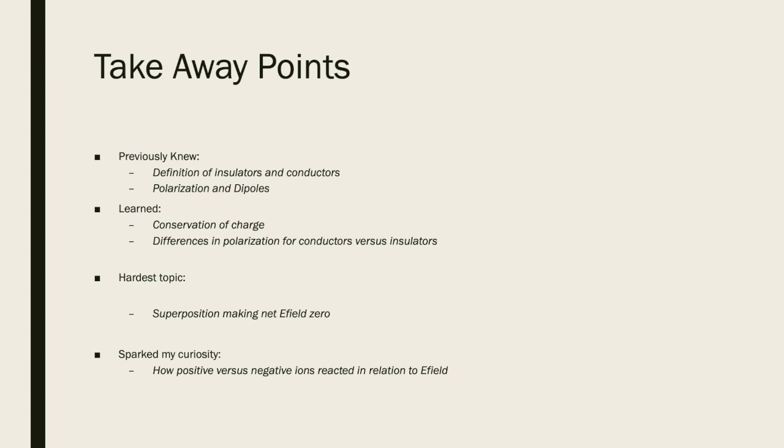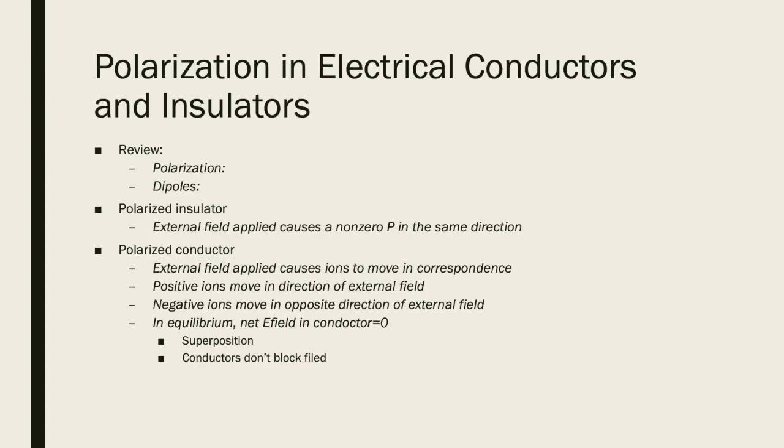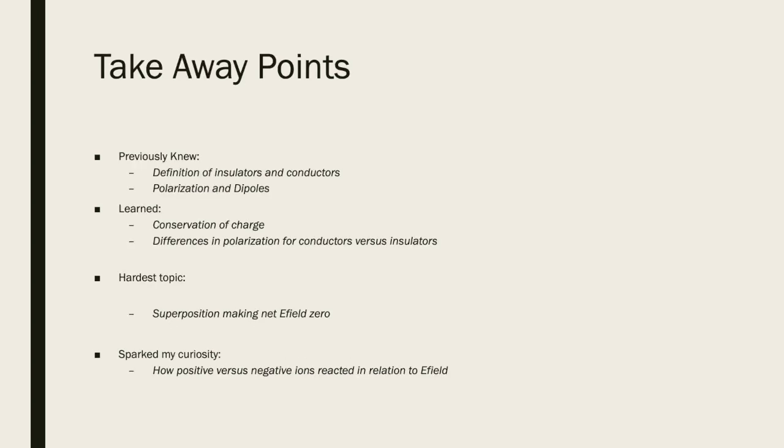Lastly, the video touches on how in equilibrium, the net E field in a conductor will equal 0, but this is only if it is in equilibrium. This is due to superposition and the fact that conductors don't block the field. The 3rd lecture video gave more examples dealing with conductors and insulators.